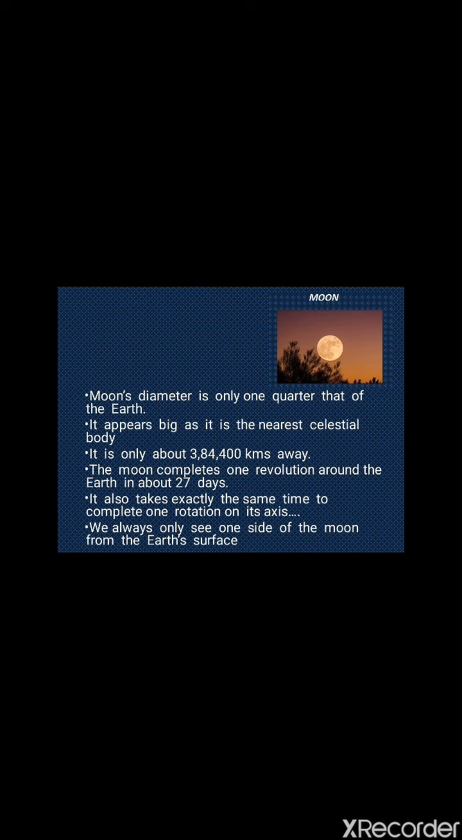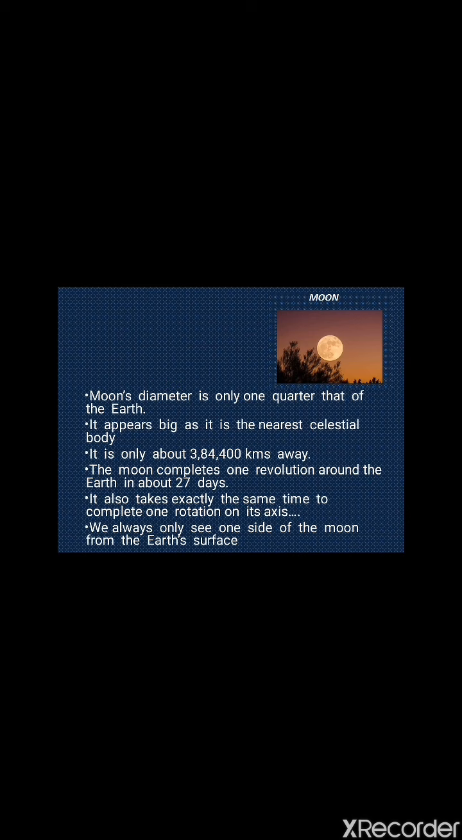It is only about 3,84,400 kilometers away. And I say only because, relatively, considering the position of the celestial bodies in space, that is not a very huge distance. Now if you compare that to the distance of the Earth and the Sun, it is almost 150 million kilometers away. So if you compare to that, the distance between the Earth and the moon is relatively much lesser.